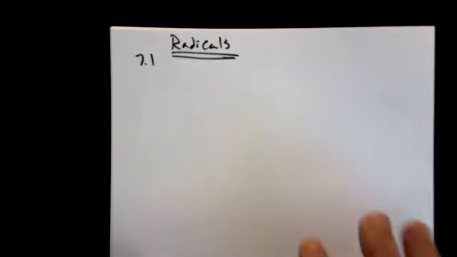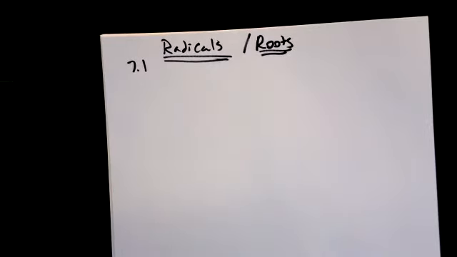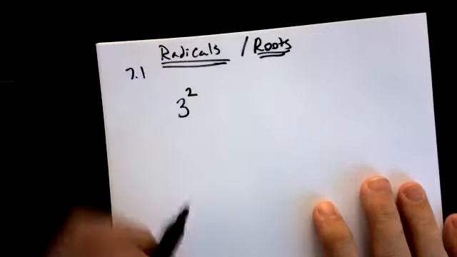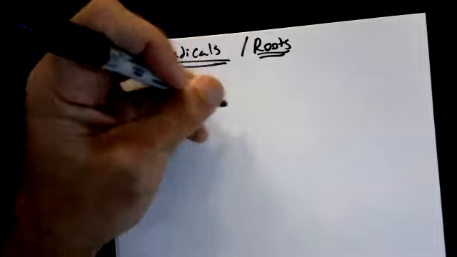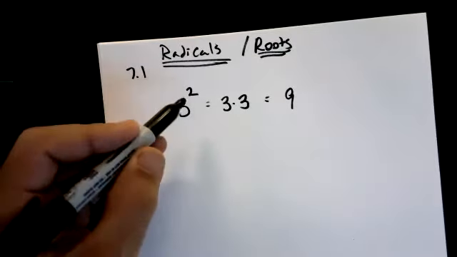Radicals, another way to say it, what a lot of people are more familiar with is roots, like square roots and cube roots and fourth roots and fifth roots and all of that. So radicals, or your roots, are the opposite of an exponent. So what I mean is, if we take 3 to the second power, that means 3 times 3, which is 9.